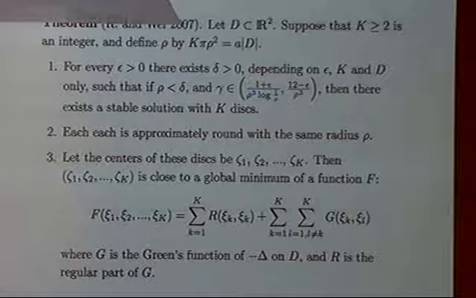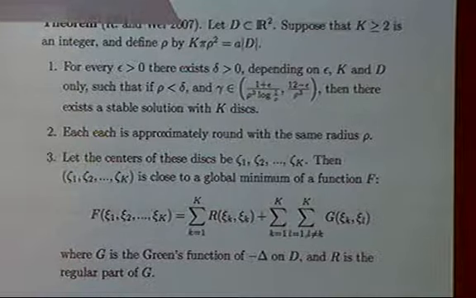F is a function of k variables, psi 1 to psi k, and it's defined by the Green's function of the Laplacian operator with Neumann boundary condition. You first do a double sum of Green's function at psi k and psi l, where k is not equal to l. And if k is equal to l, then you use the regular part of Green's function. So this gives us a well-defined function, and then you minimize this function, and you find where the centers of these disks are.